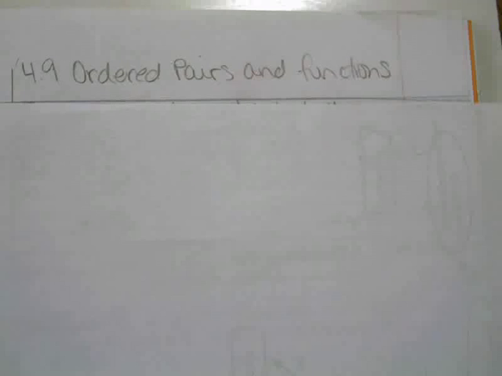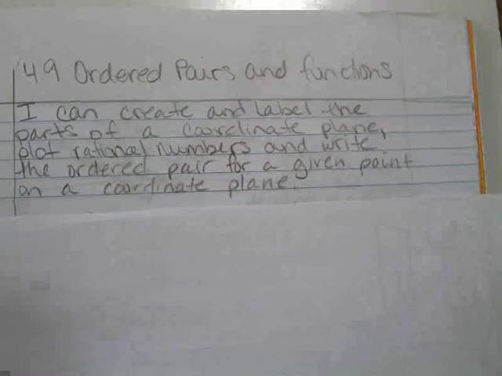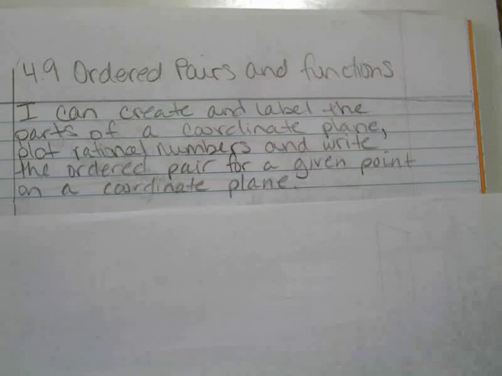Today we're looking at topic 4-9. We're learning about graphing ordered pairs on the coordinate plane and functions. Our goal today is to be able to create and label the parts of a coordinate plane, plot rational numbers, and write the ordered pair for a given point on a coordinate plane.